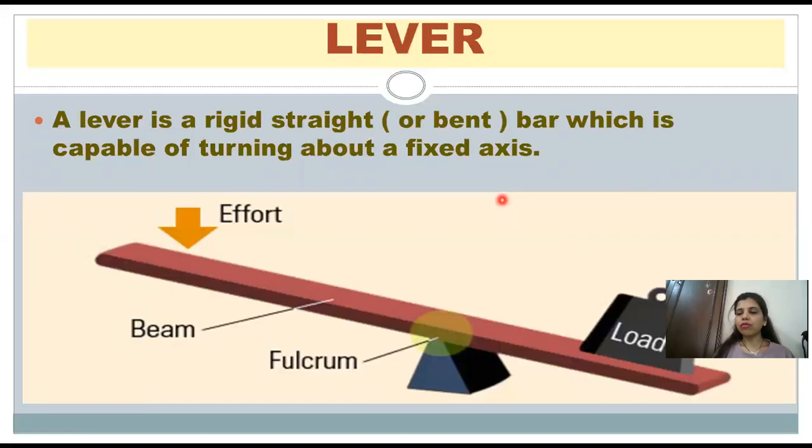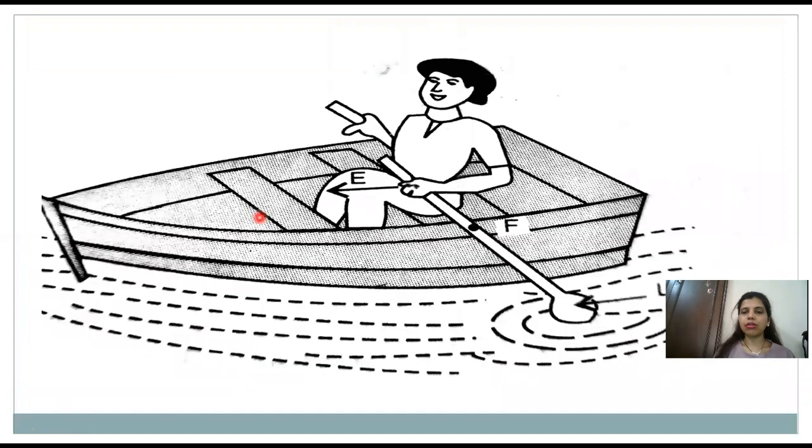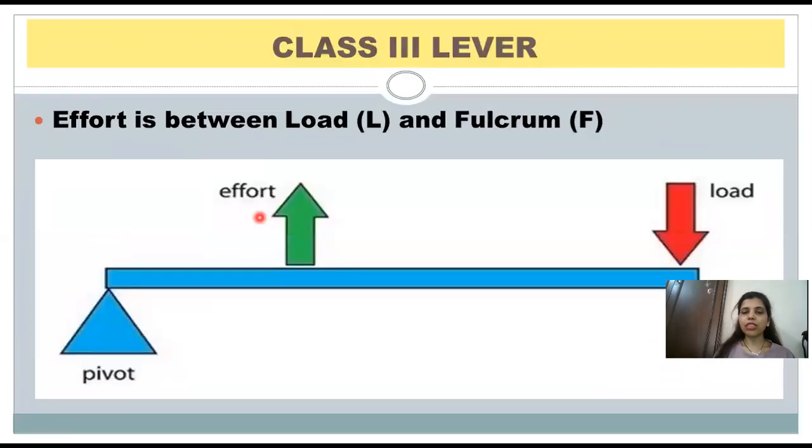So when we have seen for the machine, what is the mechanical advantage of the machine? As we have seen, mechanical advantage is load upon effort. So when we take the ratio of load and effort, we get the mechanical advantage for the machine. But when we are talking about the mechanical advantage for the lever, the formula is, we'll just go to that slide first.